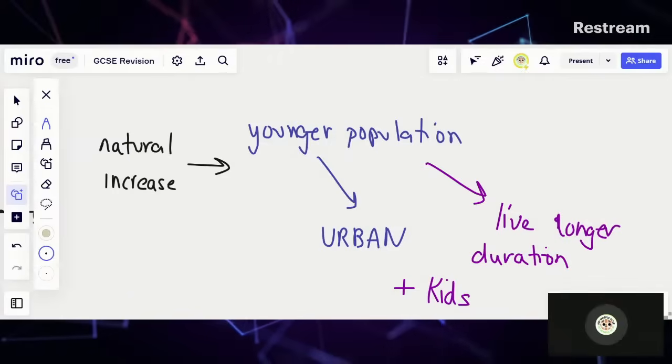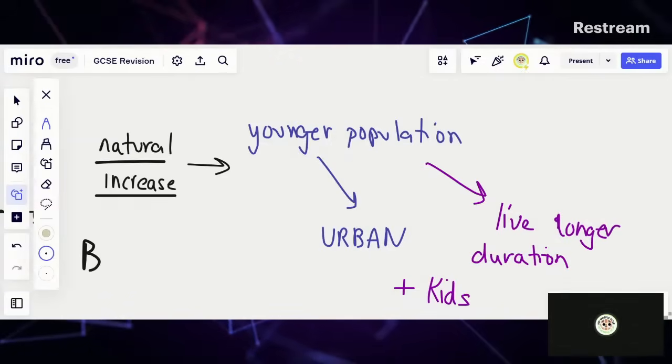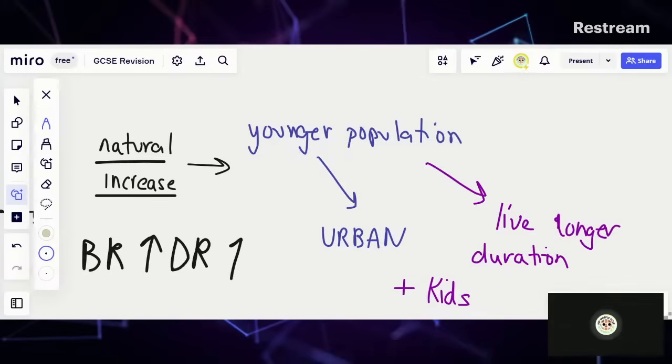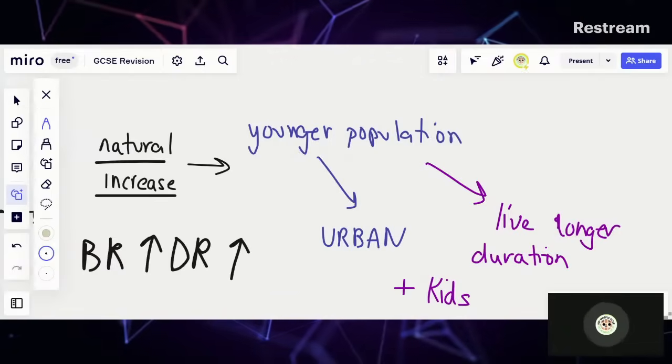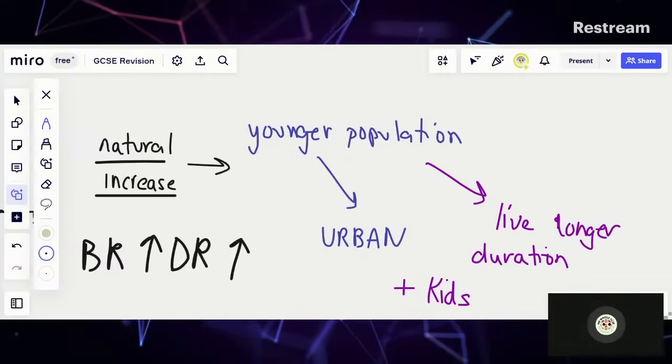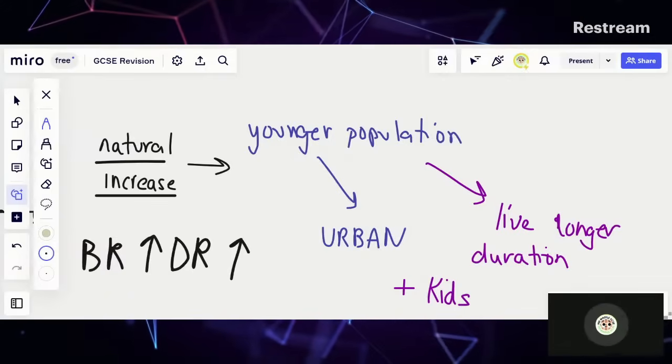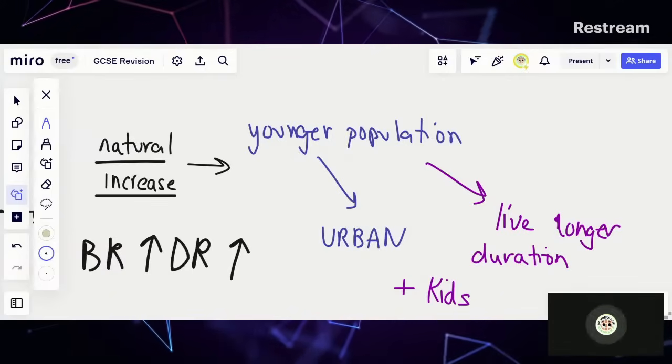Now, natural increase is when the birth rate exceeds the death rate. And since the elderly are moving out and the new people are moving in, this means that the death rate in those cities are actually decreasing and the birth rate's increasing because the young people are having children.